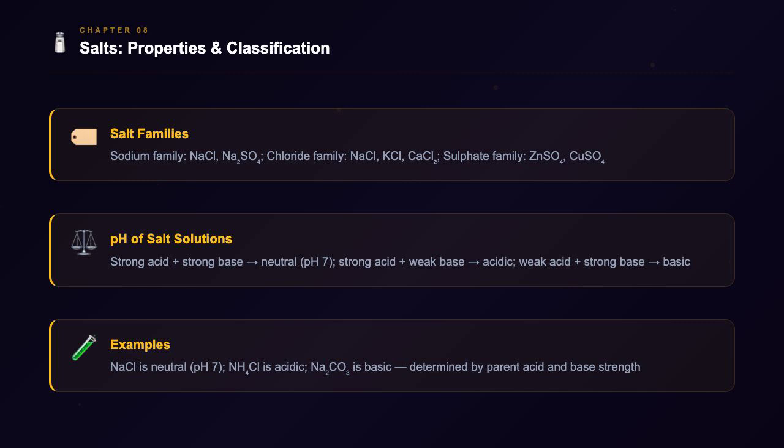The pH of a salt solution depends on the acid and base used to make it. A strong acid and strong base produce a neutral solution with a pH of 7, like sodium chloride. A strong acid and weak base produce an acidic solution, like ammonium chloride. A weak acid and strong base produce a basic solution, like sodium carbonate.